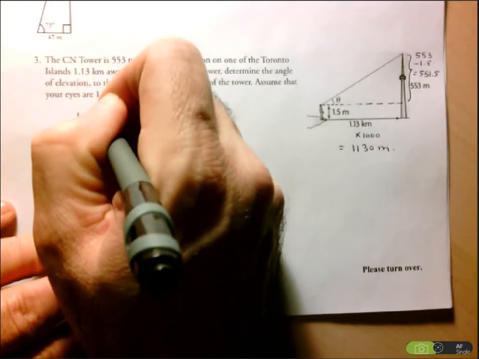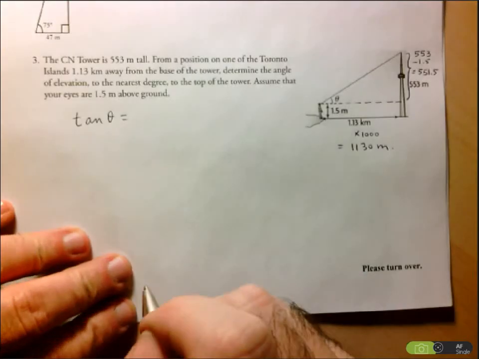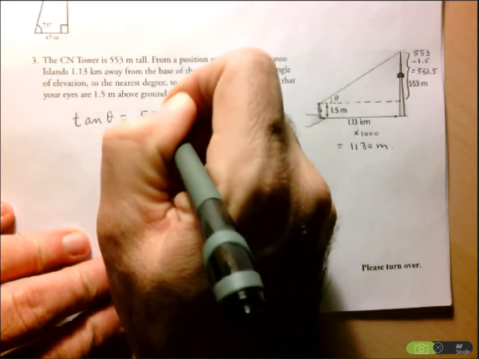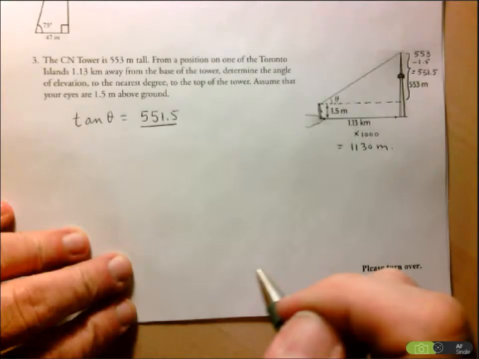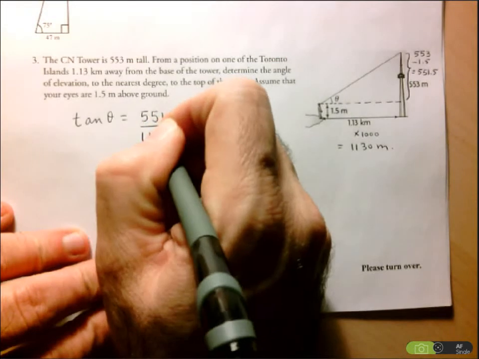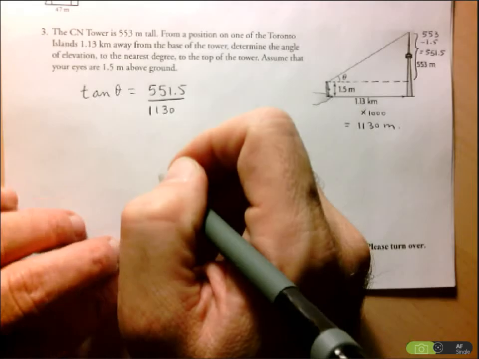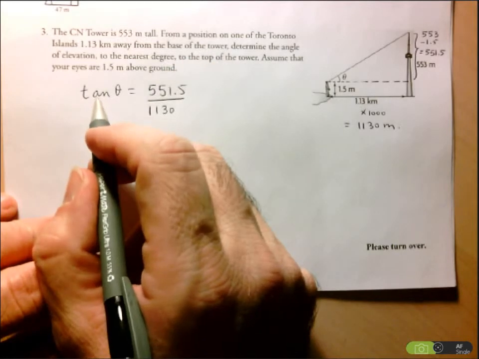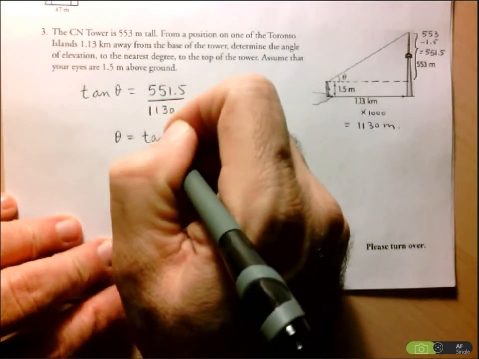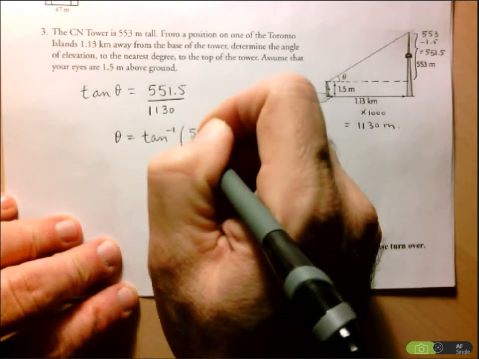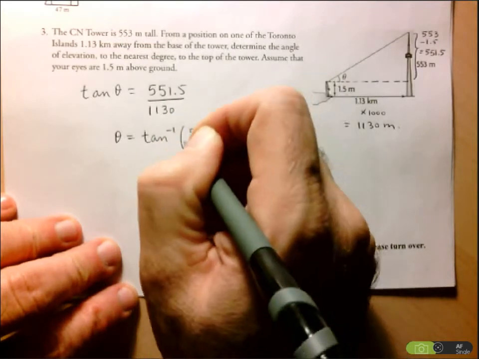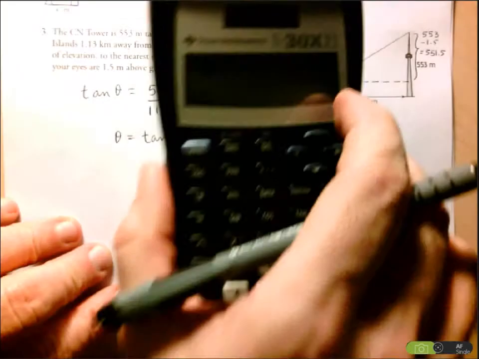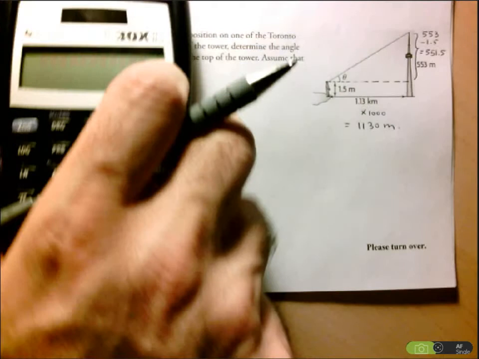Okay, so I have the tangent of my angle theta is equal to the opposite side, which is 551.5, divided by the adjacent side, which is 1130. Okay, and in order to solve for theta, I have to use its inverse operation, which is going to be inverse tan, or tan negative 1, of 551.5 over 1130.